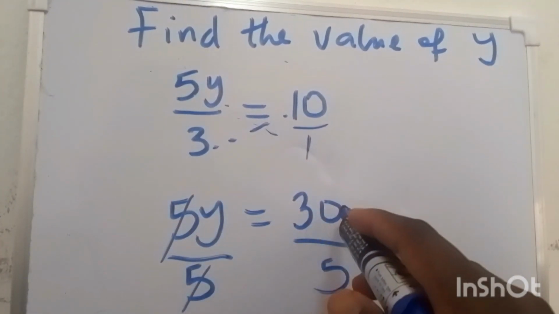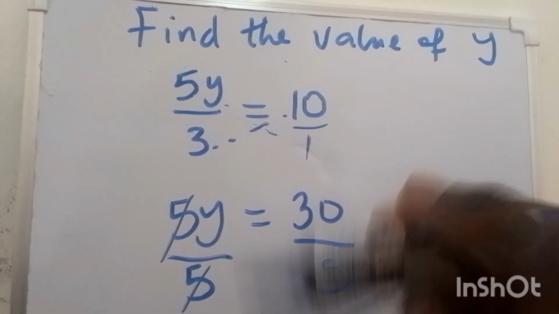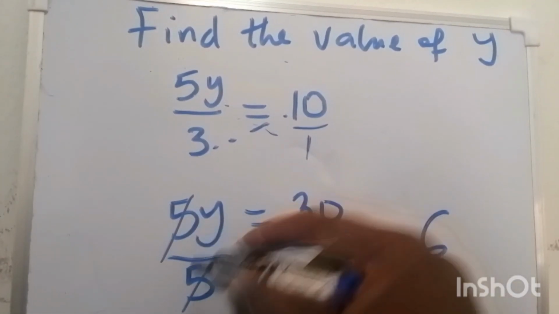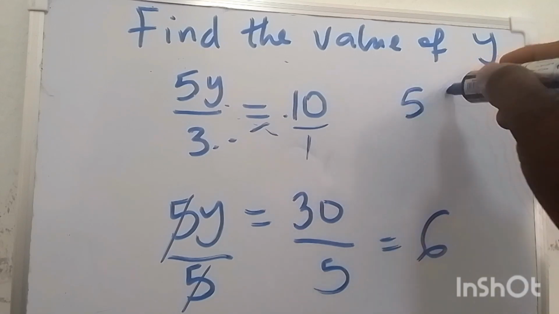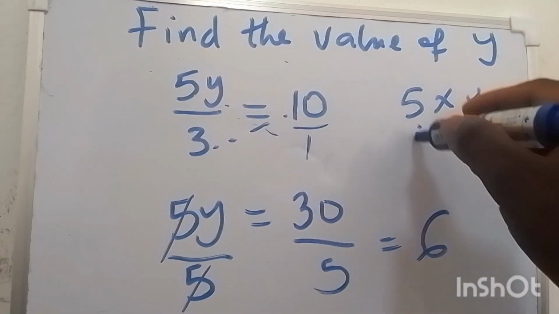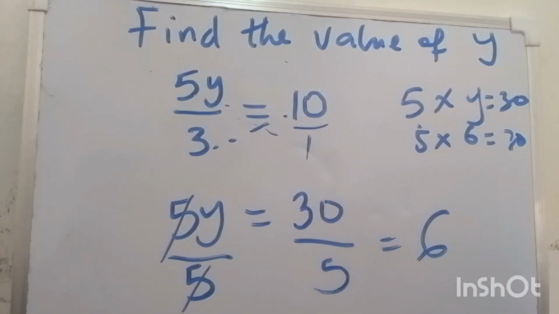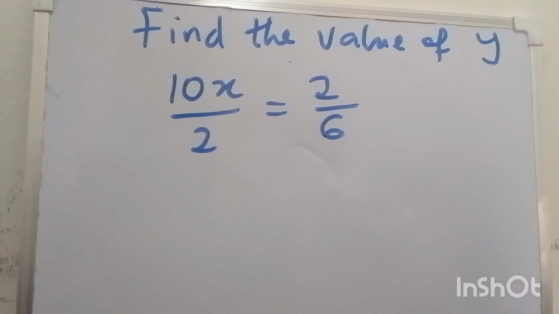And we have y equals 30 over 5. And what is 30 over 5? 6. And also, if you know that 5 multiplied by y equals 30, you all know that 5 multiplied by 6 equals 30, right? Just to prove that.